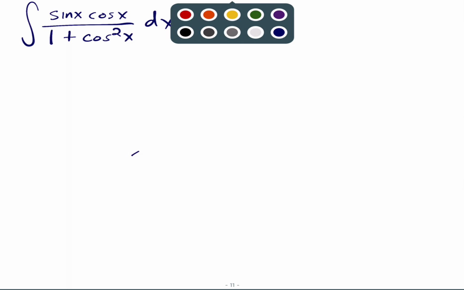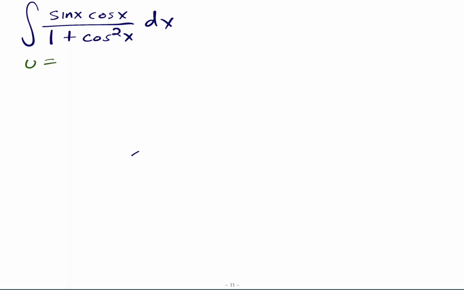What if you do, so would for example an inverse tangent kind of a deal work? Like if I let u be cosine x to try to get 1 plus u squared on the bottom, would that work? Should we try it just for fun? What would du be? Negative sine x dx.